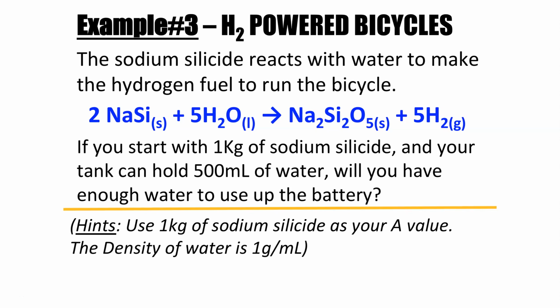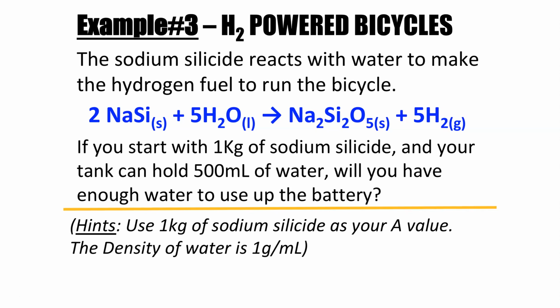So again, your quick hint at the bottom, we're going to use 1 kilogram of sodium silicide as my A value. And then the density of water we know is 1 gram per milliliter. Known thing. All right, again, I will pause it here for you guys to work on this on your own. Please, again, hold up your raise hand sign in Zoom when you are done and you got your answer, and then we will go from there. All right, ready, set, and go.